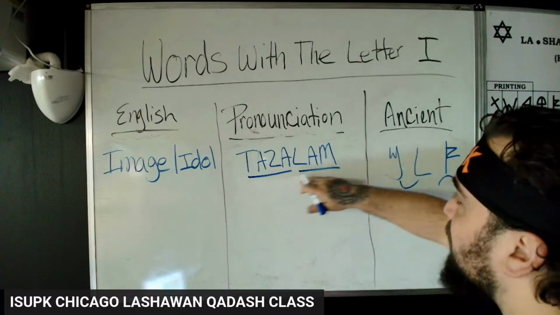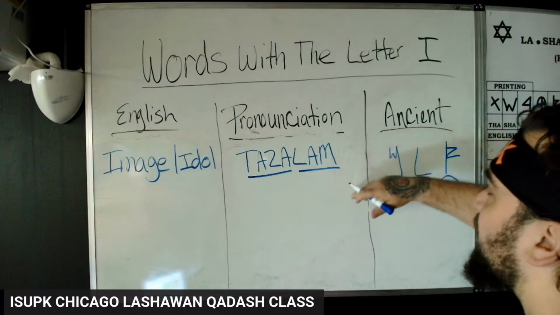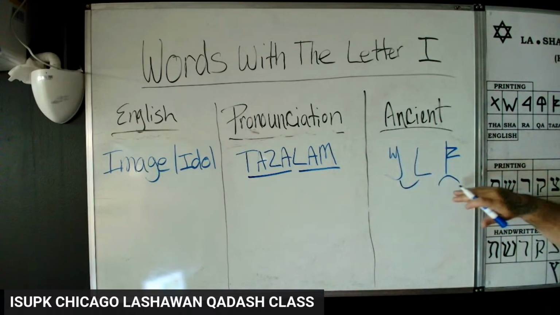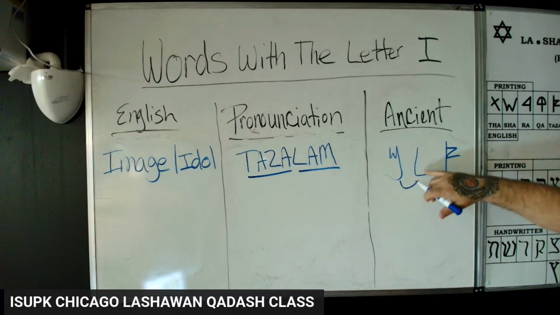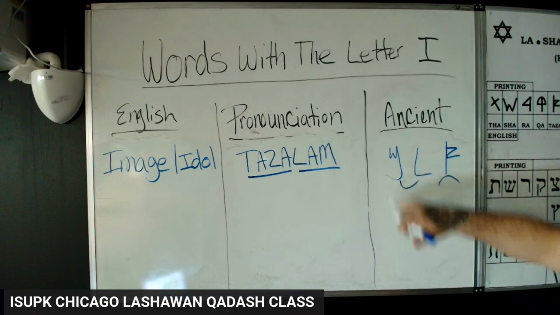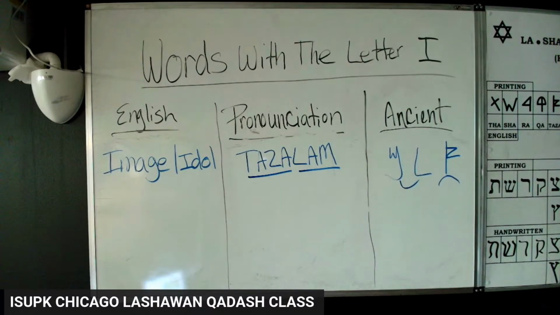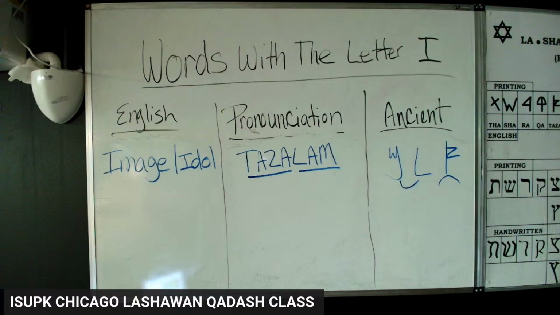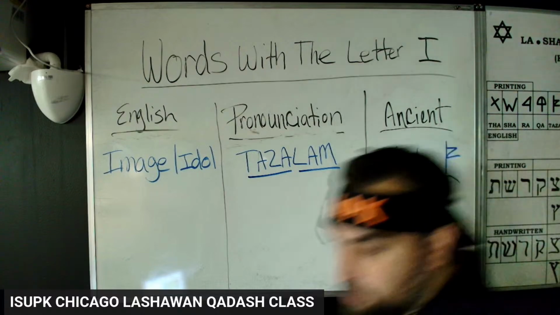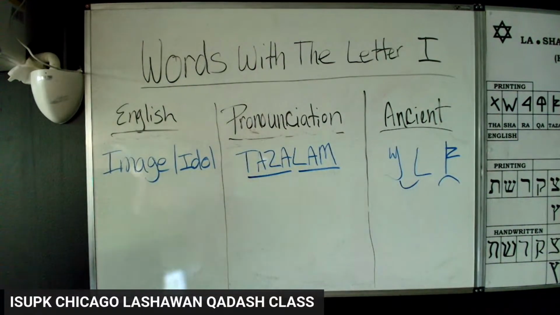Right here, it's Taza Lam. It's usually an M at the end. We knock the A off. In ancient, we got Taza connected right underneath. And the La and the Ma is connected. And that's how you get Taza Lam. Give everybody about 10 seconds to go ahead and write that down.